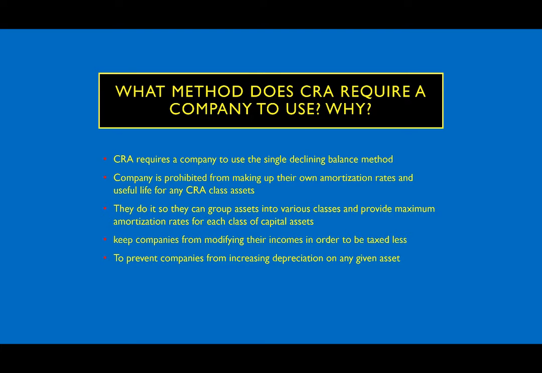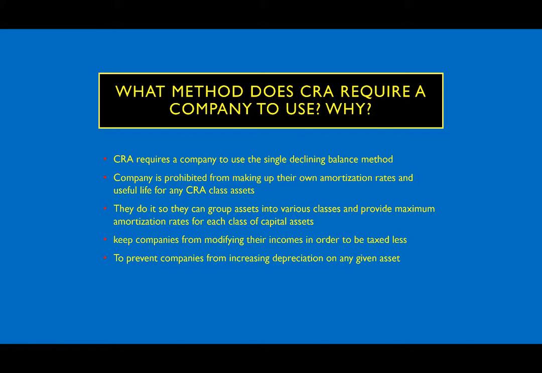What method does CRA require a company to use and why? The CRA requires a company to use the single declining balance method. Companies are prohibited from making up their own amortization rates and useful life for any CRA class assets.